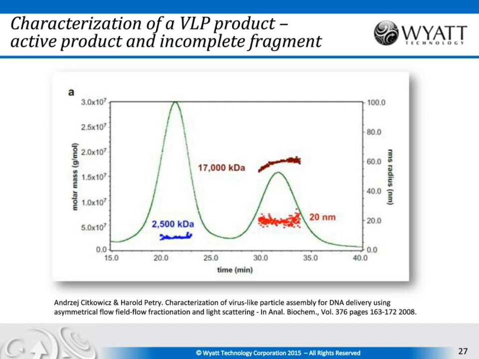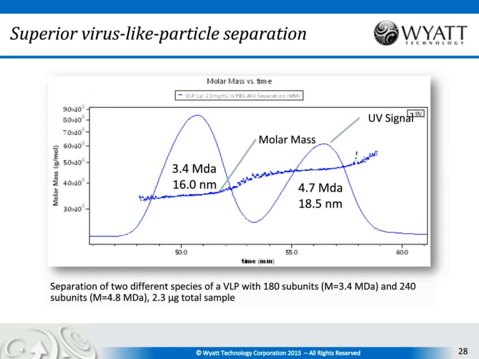And this is an example of separation of two virus-like particles which are very close in size. One is 16 nanometers, the other 18.5 nanometers. FFF gives a great separation, and the light scattering signal on top of that, the analysis that we get from light scattering, gives molecular weights and sizes.